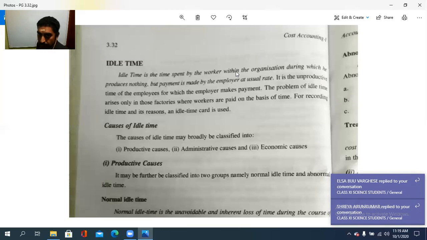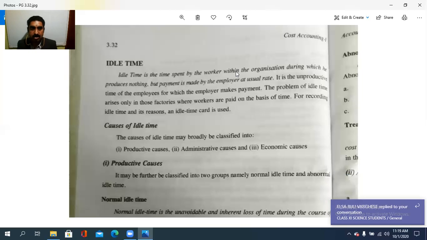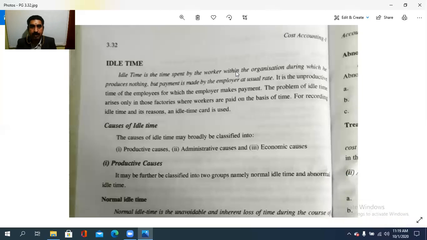The problem of idle time arises only in those factories where workers are paid on the basis of time. For recording the idle time and its results, an idle time card is also used. So the causes of idle time may be productive causes, administrative causes, economic causes. So what are the causes for this? Causes of idle time may be broadly classified into productive, administrative, and economic causes.